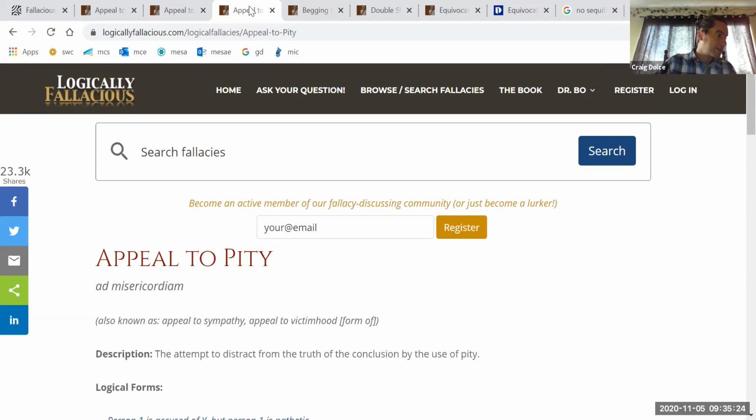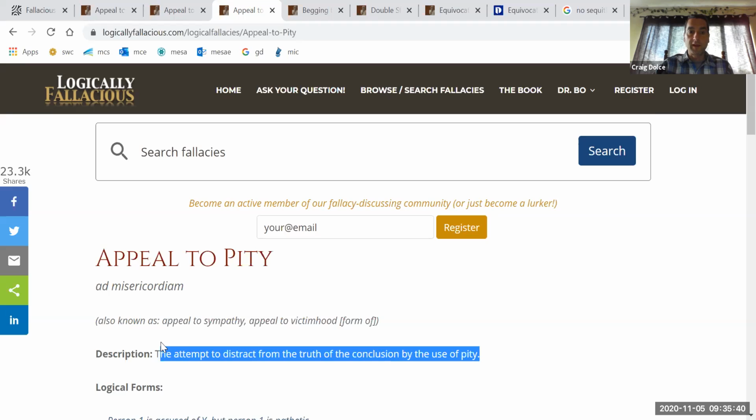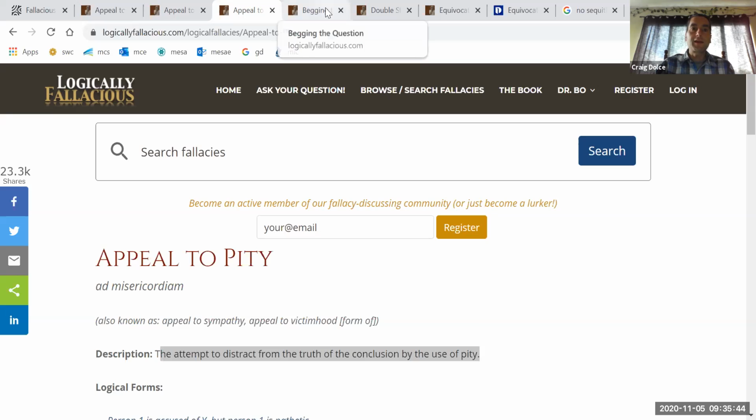Our next one, instead of giving you a logical reason, they try to use sympathy, to distract from the truth of a conclusion by the use of pity. Next up, begging the question.